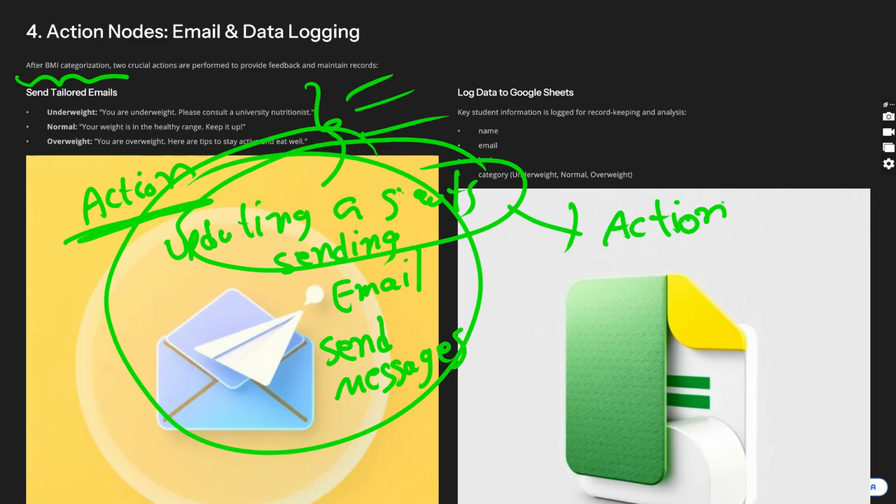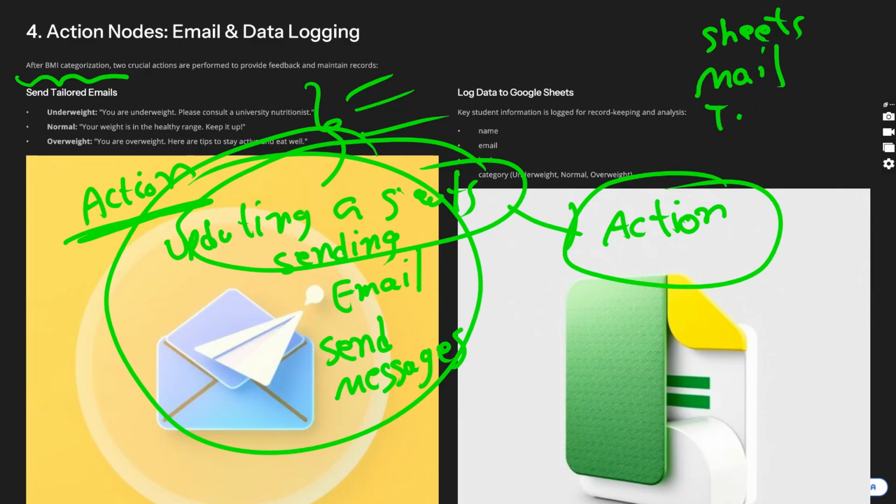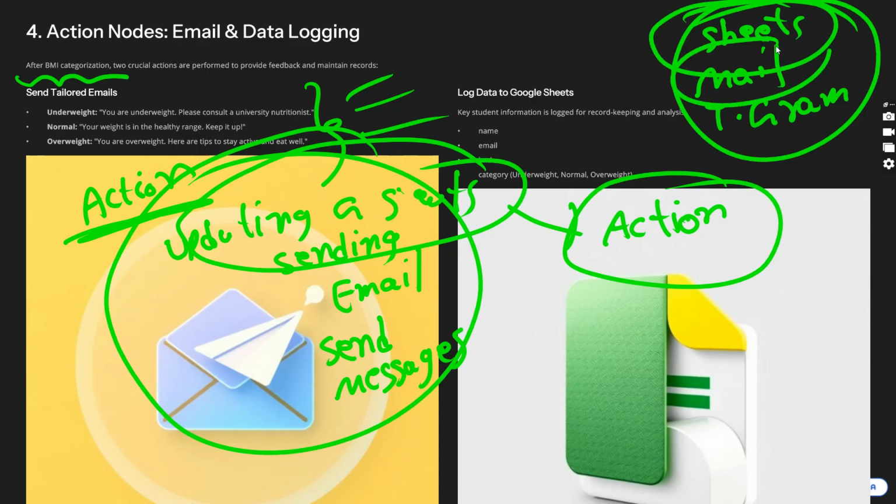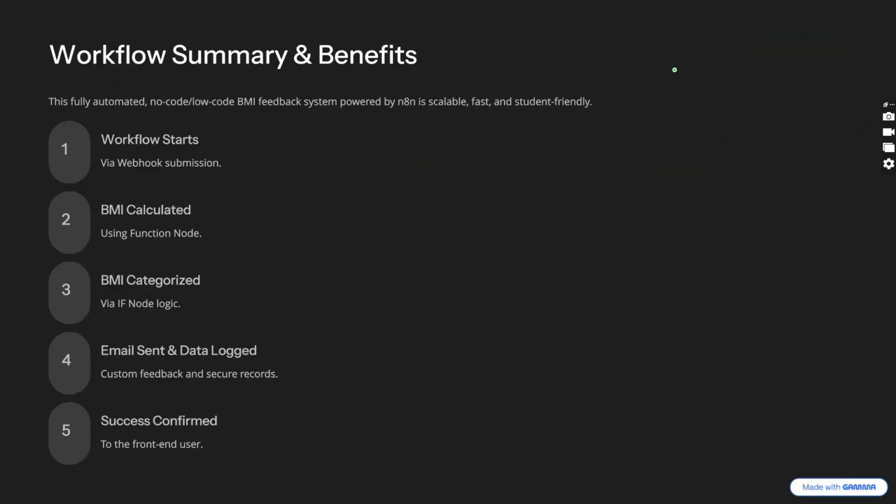So in an action, we are using some other external tools like Sheets, Mail, Telegram, and we are doing some particular action like saving the details to Google Sheets, or sending an email, or sending a message via Telegram. This is all about action nodes.